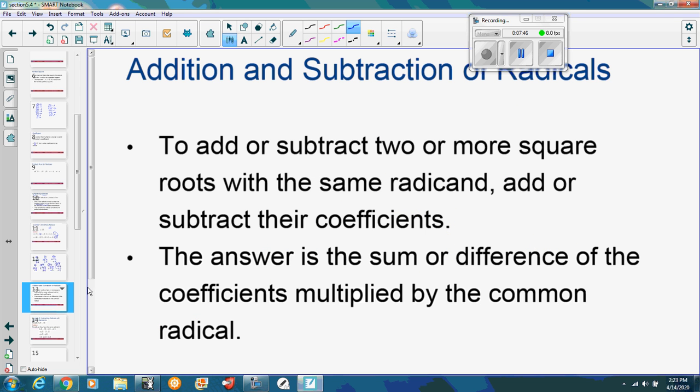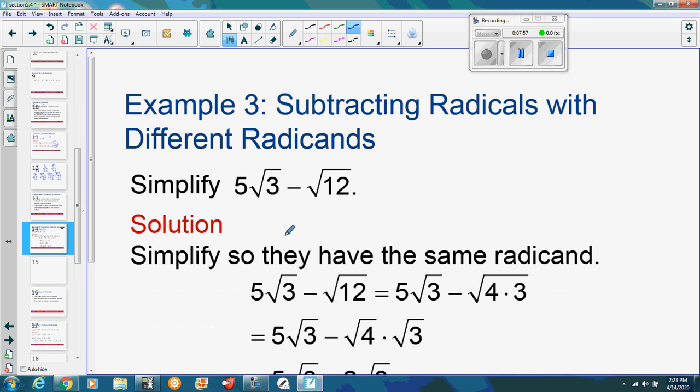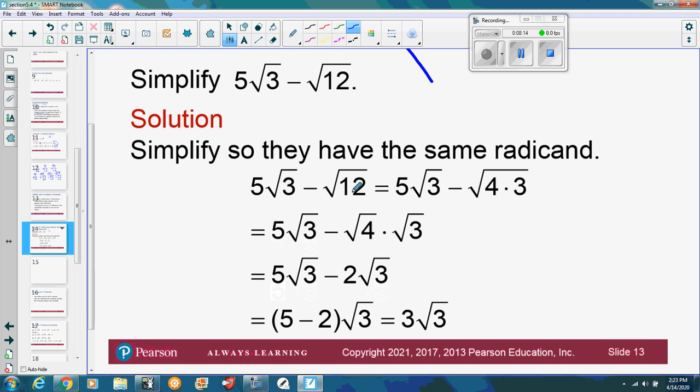Okay, so if I want to add and subtract radicals, they have to have the same radicand, okay? Almost like fractions have to have the same denominator, and then we just add the coefficients. Okay, so I can't subtract 5 radical 3 minus radical 12. I could do it if they were the same radical, but I can't. So what we do is we simplify just the second one because it doesn't matter about the first one. So we make that radical 4 radical 3, so this becomes 2 rad 3, and then we subtract the 5 minus 2, and our final answer is 3 radical 3. So you have to simplify it first, okay, before you can subtract them.